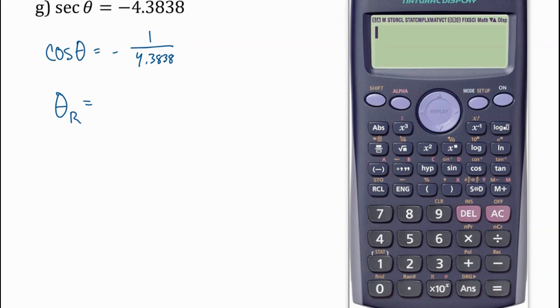So rather than trying to figure out, like, watch what's going to happen. Cos inverse of negative 1 divided by 4.3838. So I got 0. Is that right that I typed it in? Yep. 0.97. And then if I do cos inverse of 1 divided by 4.3838, which is the one that we actually want, oh, it's the same. Which in some cases it's going to be. That actually makes sense. If I did this with sine, it would not be the same. So this is what I'm trying to say. If you don't know what it's doing, don't do that.